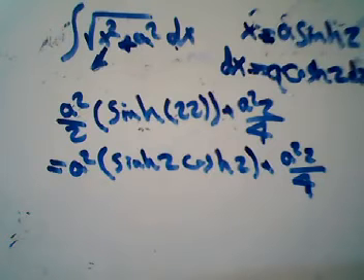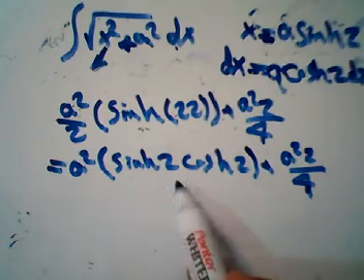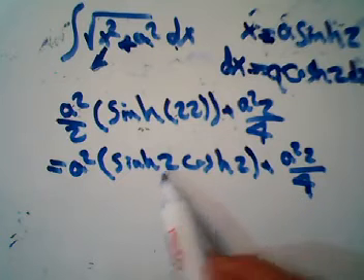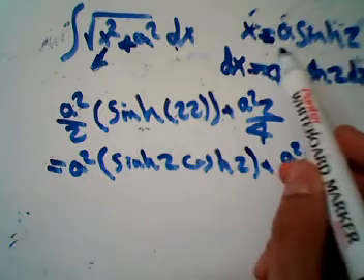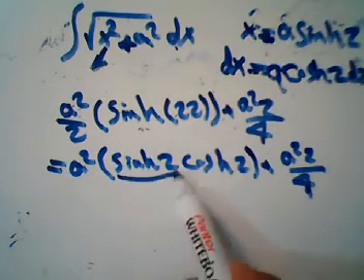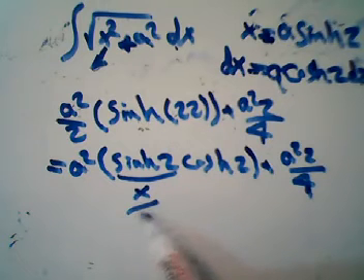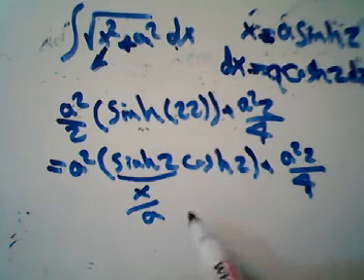Okay, let's continue. And now let's calculate the sine and cosine hyperbolics. From here, the sine hyperbolic is x over a. So let's substitute it, x over a. And what about cosine hyperbolic?